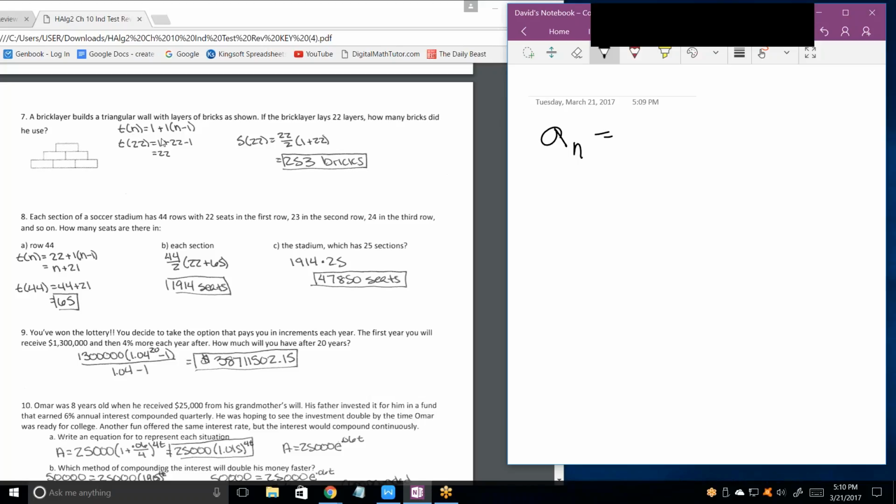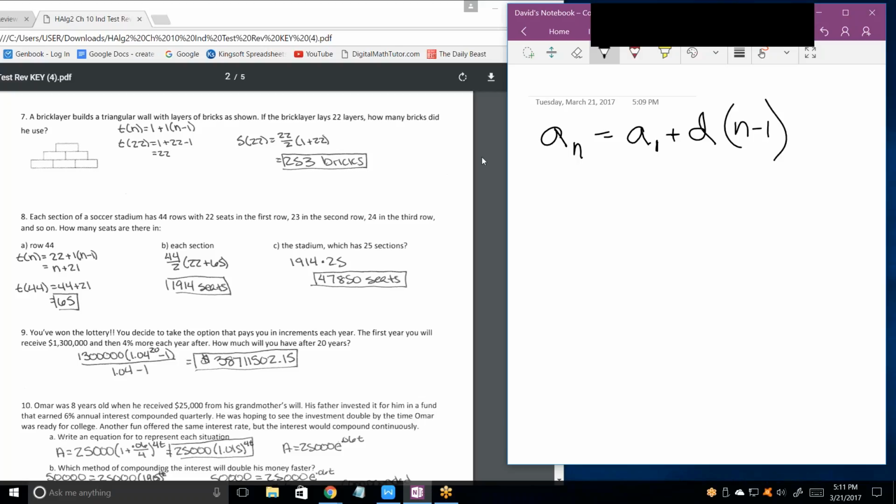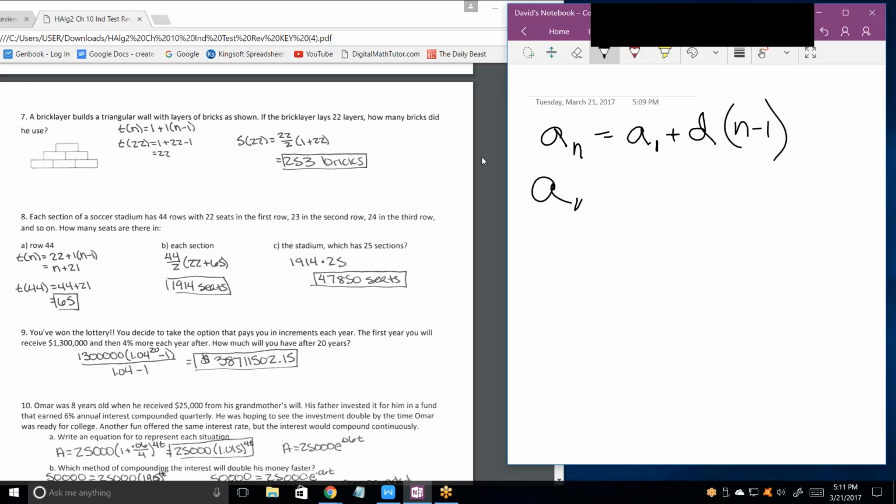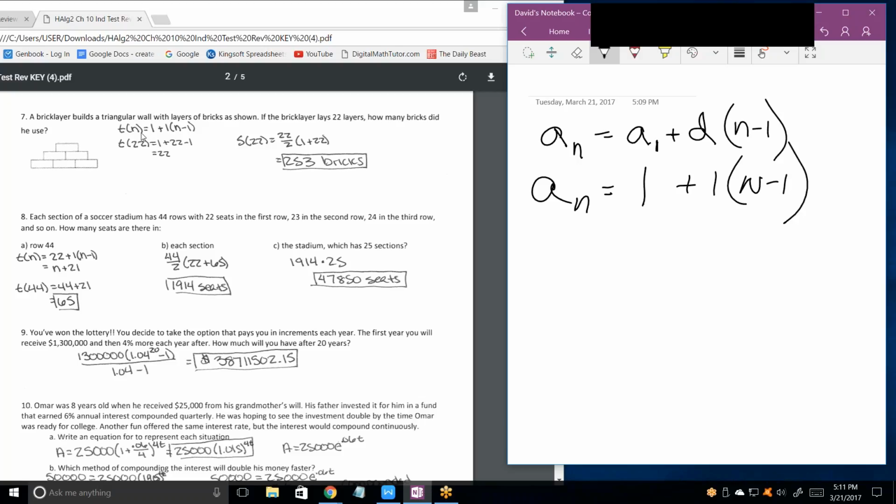How do I know? What's the general formula for A sub n? First term, A sub 1, plus the common difference times n minus 1. Okay, so in our brick problem here, what's A sub 1? 1. Its common difference? 1. That's how they got that formula, the first one that she writes.